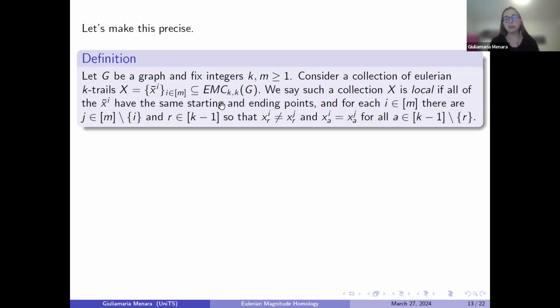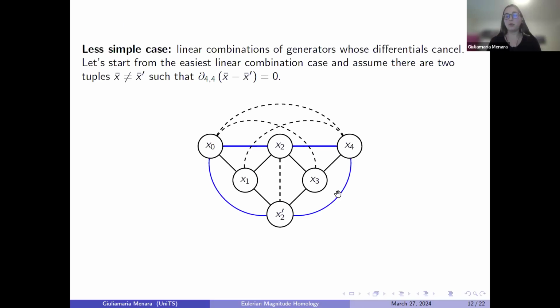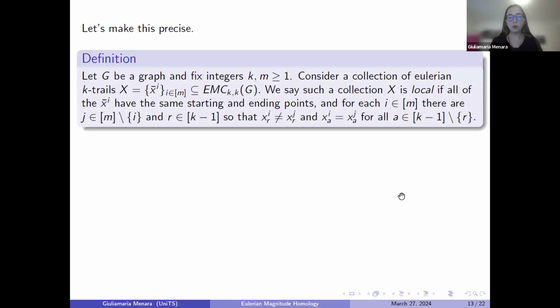The first one is all trails have the same starting and ending point. And the second is for every trail xi, there has to be at least one other trail xj, such that xi and xj agree in all vertices except for exactly one. So, more in general, we're asking for this to happen: that the trails have the same starting and ending point, and they differ in precisely one landmark. Okay.